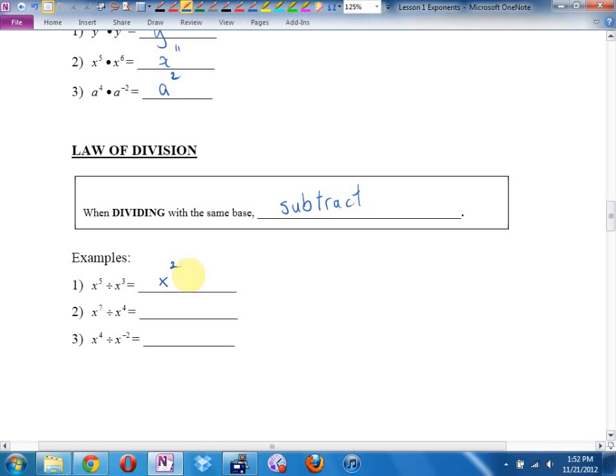X to the 7th divided by x to the 4th. X cubed. X to the 4th divided by x to the negative 2. Careful. It's not x squared. Angela, why is it x to the 6th? Because this is going to be x to the 4 minus negative 2, because you subtract the exponents.